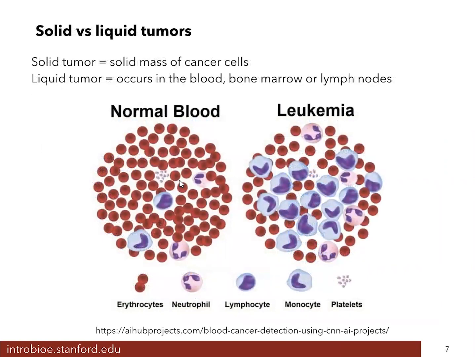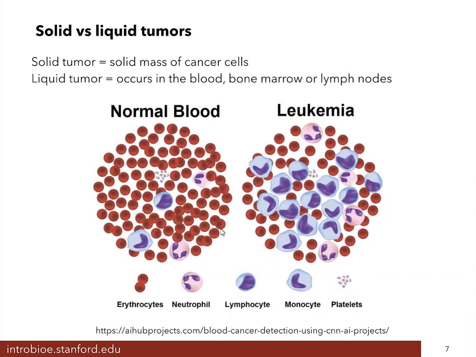There are two sort of broad categories that we're going to break down cancer into in this lecture. There are solid tumors. So this is a solid mass of cancer cells. The breast cancer tumor that you saw on a previous slide, that's an example of a solid tumor. But you can also have liquid tumors. These occur in blood, bone marrow, or lymph nodes. And these are usually the product of a cell that is normally found in blood or lymph fluid growing uncontrollably.